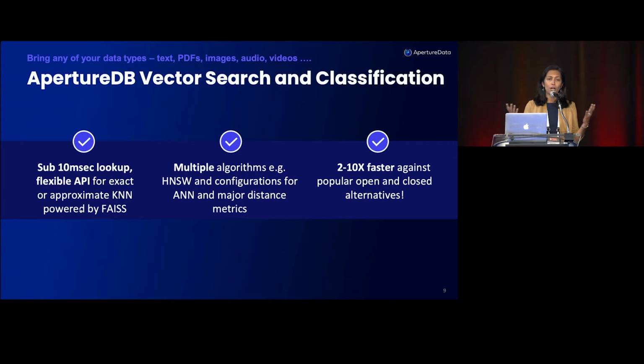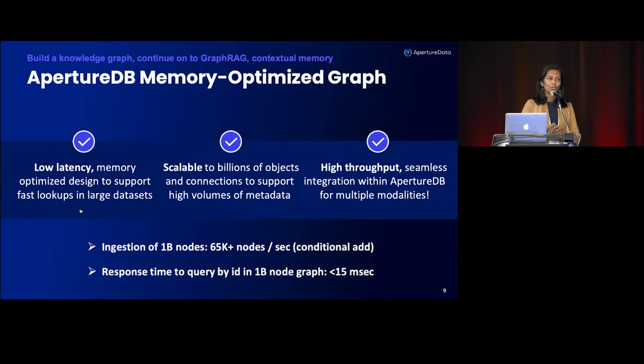Let's say you wanted to start just with text vector search. What does that look like? ApertureDB vector search supports everything from embeddings derived from text all the way to videos and complex data types. You can do sub-10 millisecond lookup. We support different algorithms and distance metrics. And as per our latest comparison with a lot of popular vector databases, ApertureDB vector search is 2 to 10 times faster. Then what about the graph?